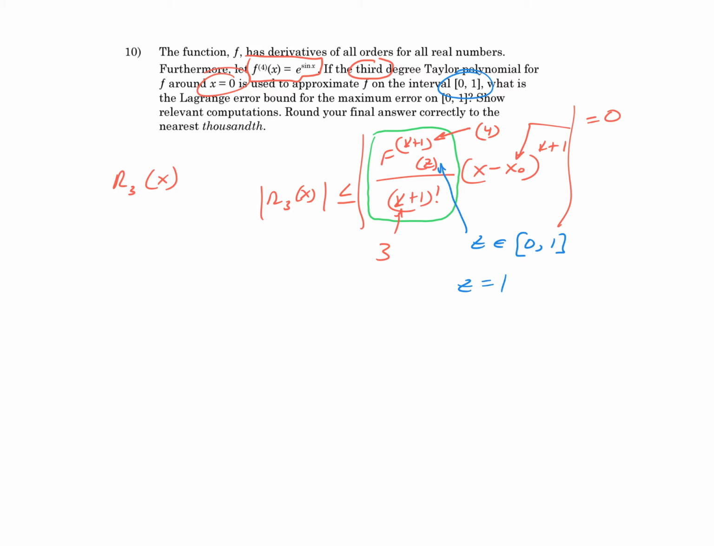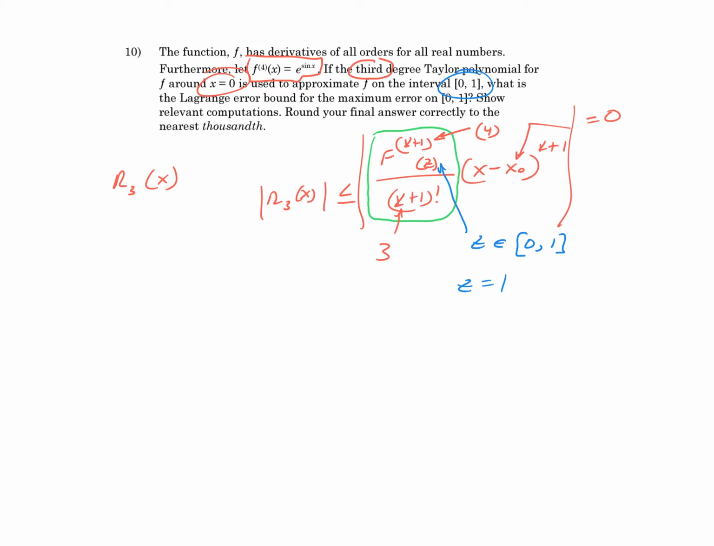Well, it should be clear that the z value that maximizes the fourth derivative, z is going to be 1. It should be e to the sine x on 0 to 1, 0 to 1 radian. 1 radian is 57-ish degrees. That's first quadrant. Sine x is increasing. E to the sine x is increasing. It's strictly increasing on 0 to 1. That means the maximum value will be at z equals 1.